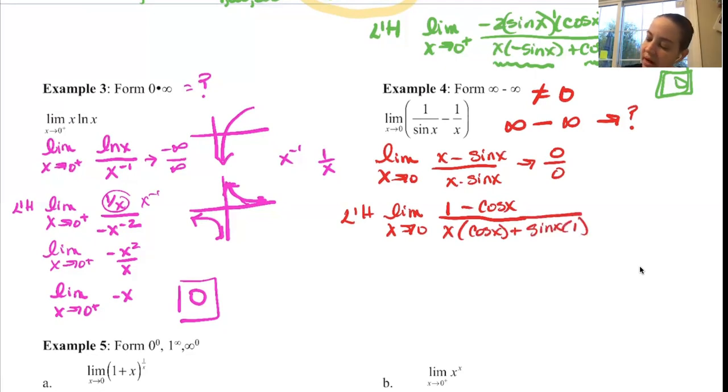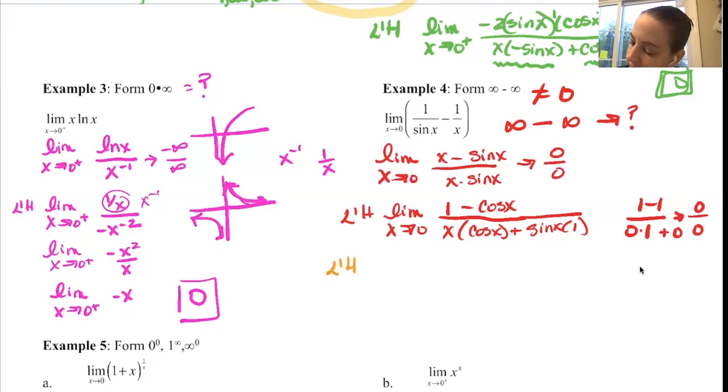So in the numerator, cosine of 0 is 1. So this is 1 minus 1. In the denominator, that's a 0, that's a 1, that's a 0. So this is 0 over 0. What do we have to do if we have 0 over 0 again? L'Hopital again. Let me switch colors here.